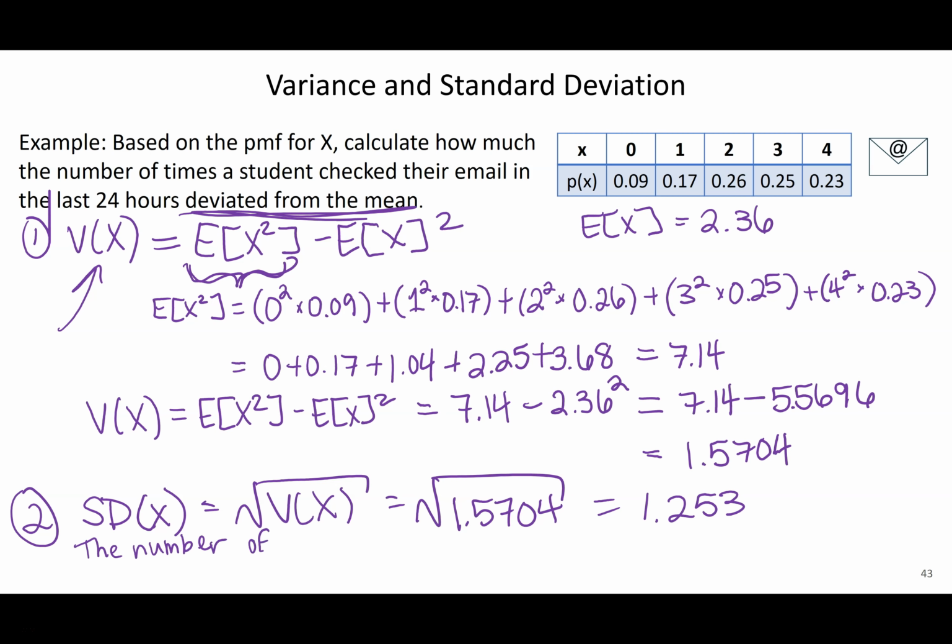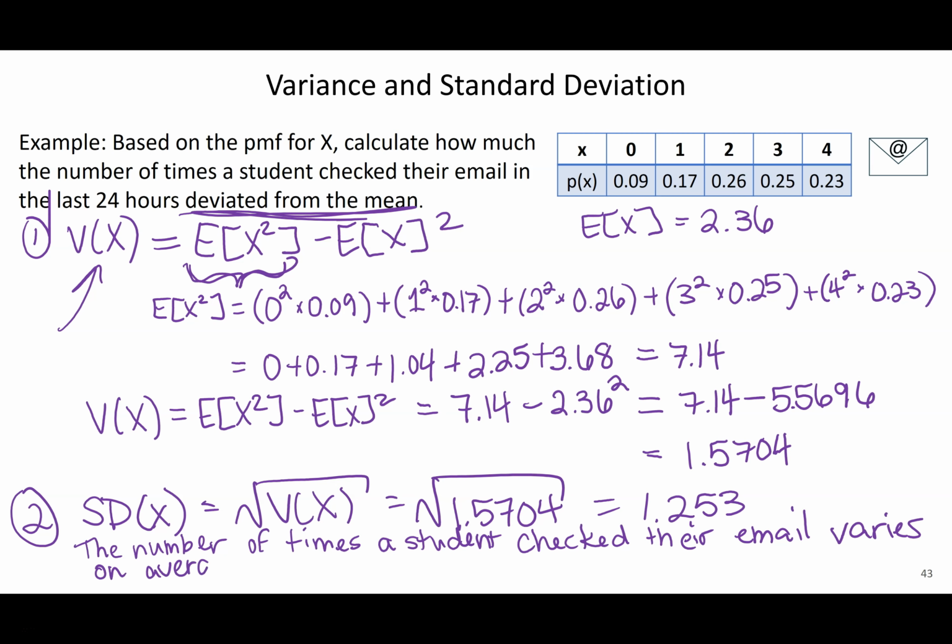So the idea here is the number of times a student checked their email varies on average. So if you see or hear that phrase varies on average, we are specifically talking about the standard deviation.